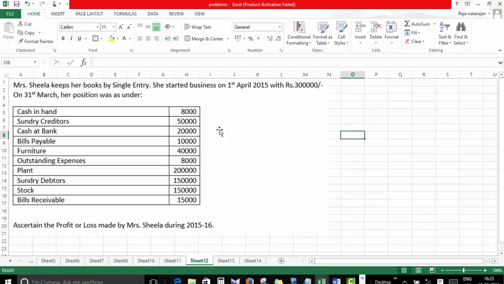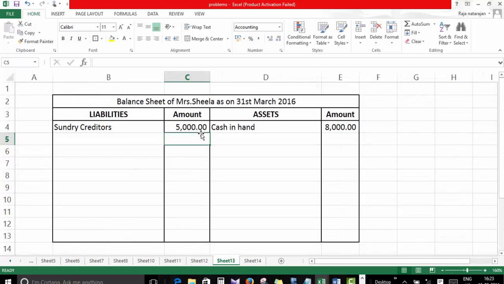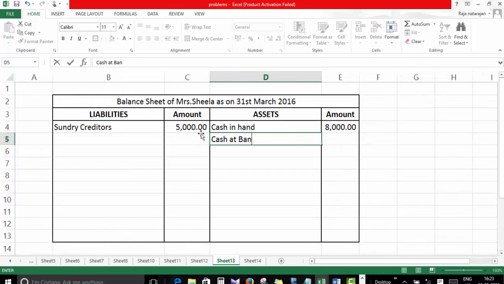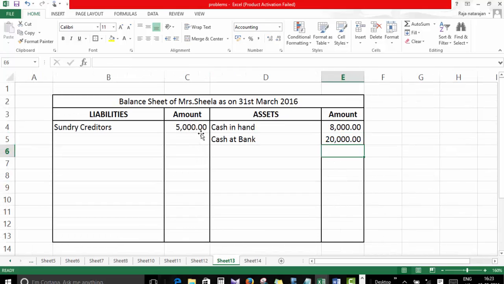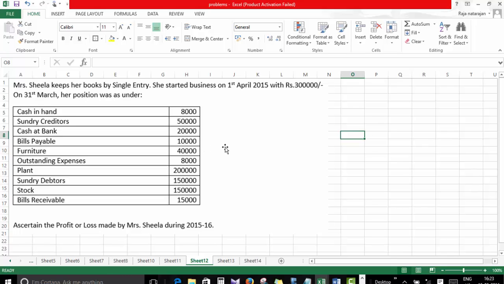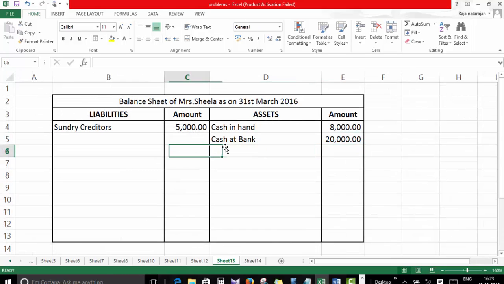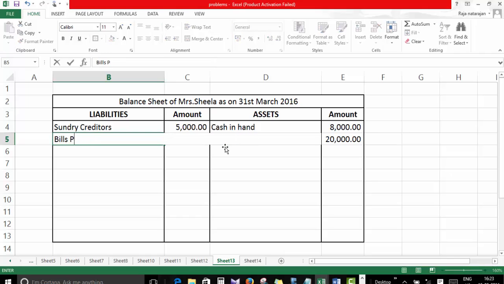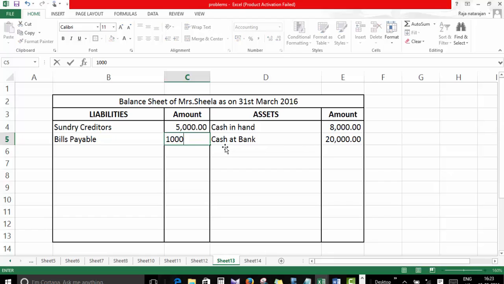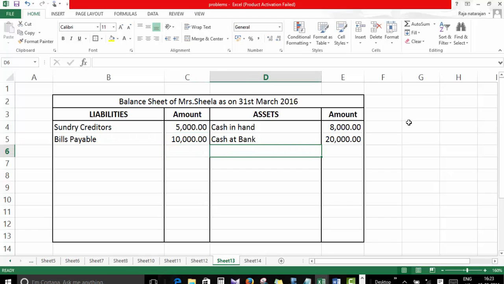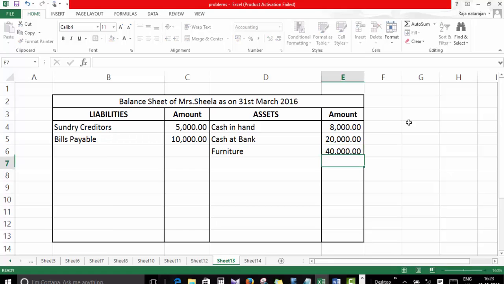Then go back. We have cash at bank 20,000. Asset. So we'll have here cash at bank, and what was the amount? It was 20,000. Then go back. Bills payable 10,000. It's a liability. So bills payable, 10,000. Then we'll capture furniture. What is the amount of furniture? It is 40,000. So here we have 40,000.